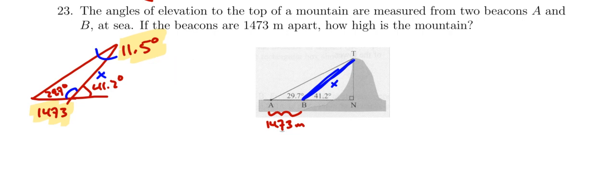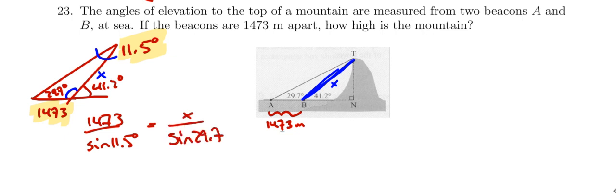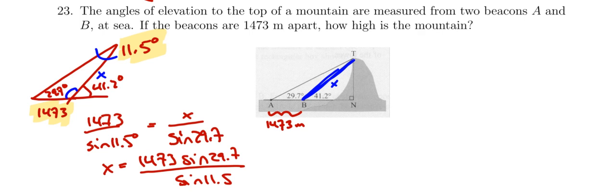I'm going to just get rid of this to clean it up. So I have 1473 over the sine of 11.5 degrees is going to equal X over the sine of 29.7. And so after I move things around, X is going to equal 1473 times the sine of 29.7, all over the sine of 11.5. That's going to give me X.